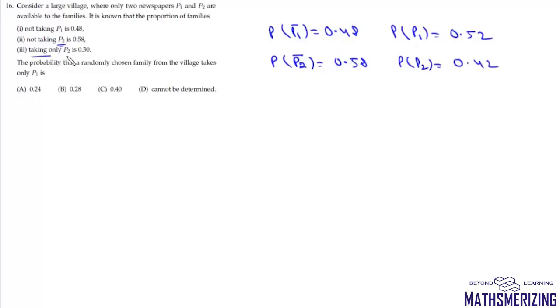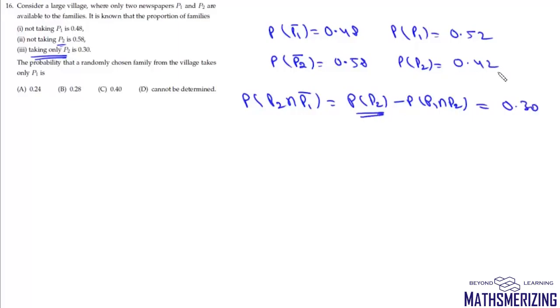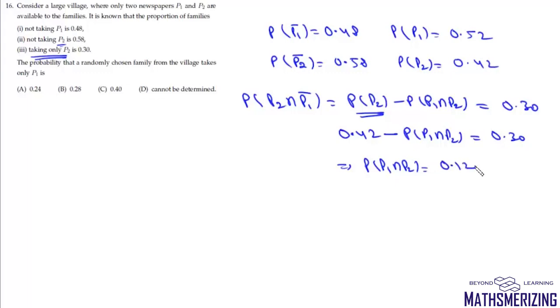That means the probability that a family takes P2 is 1 minus 0.58, which is 0.42. Now the next one is the proportion of families taking only P2. So that means this is P2 intersection P1 not. We know that it is given by P2 minus P1 intersection P2, and this value is simply 0.30. Now the probability of P2 is 0.42. So this is 0.42 minus probability of P1 intersection P2, and this is 0.30. So from here we can write P1 intersection P2 will be simply 0.12.